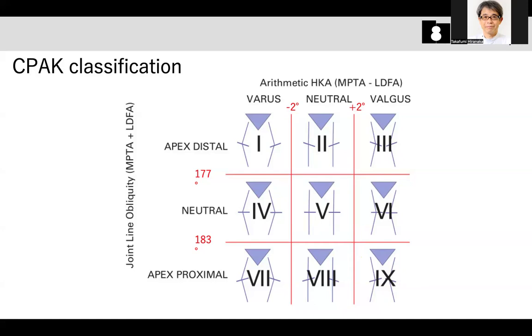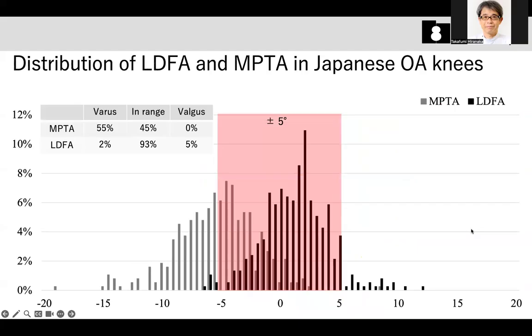between Western people and Asian people. For example, I compared the distribution of LDFA and MPTA. In the field of alignment, minus values always mean varus, and plus values mean valgus. So this is the distribution of LDFA and the tibial articular surface.